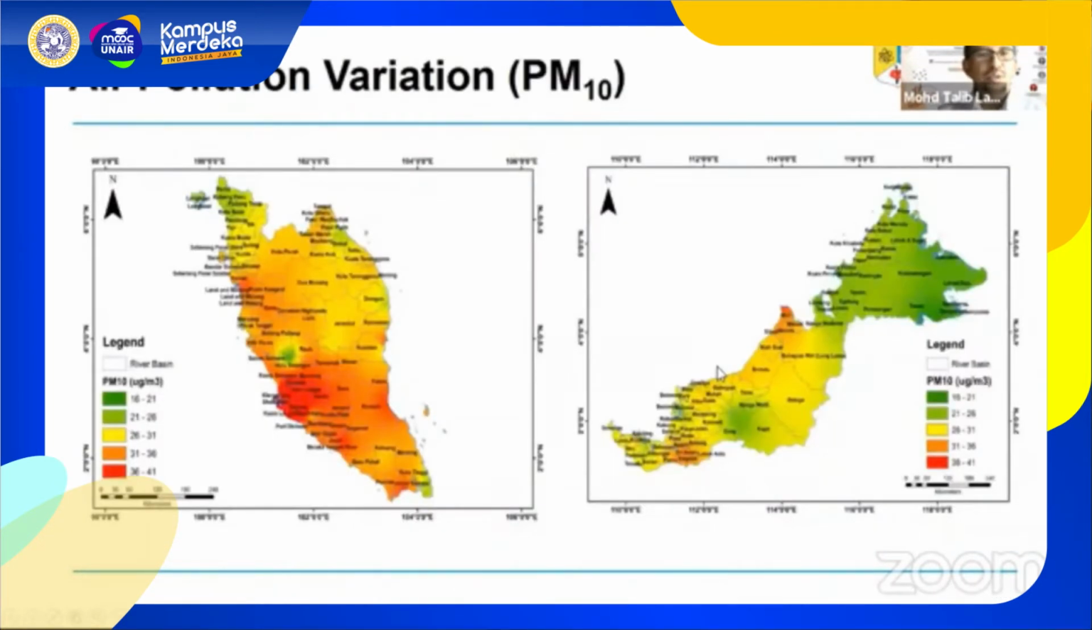And we try to look at the air pollution variation in Malaysia, PM10. This is based on 2019 data, actually given to us by the Department of Environment. We can see that the concentration of the air pollutant PM10 is dominated in this area, which is Greater Kuala Lumpur urban environment. Because of wind direction, sometimes it goes to the east coast of Peninsula, and also sometimes because of biomass burning.